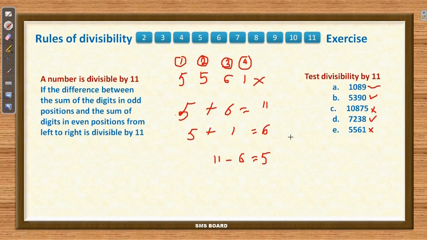So we have seen the divisibility tests of numbers by 2, 3, 4, 5, 6, 7, 8, 9, 10, 11. I think you have understood the divisibility tests. Thank you.